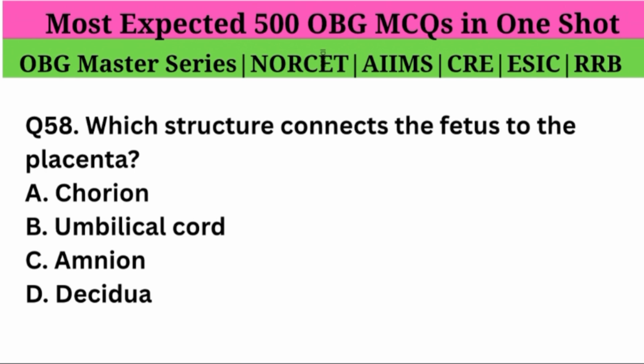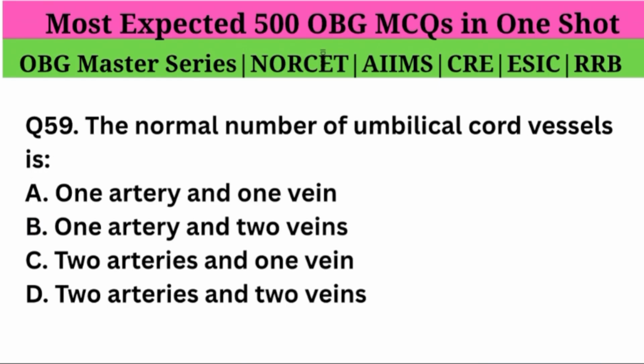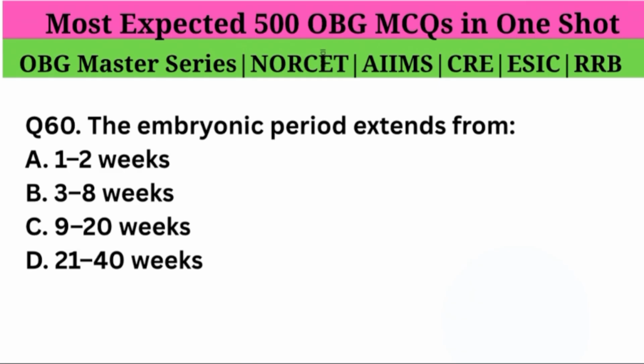Your correct option is option B, umbilical cord. Next question. The normal number of umbilical cord vessels is. Your correct option is option C, 2 arteries and 1 vein. Next one. The embryonic period extends from.